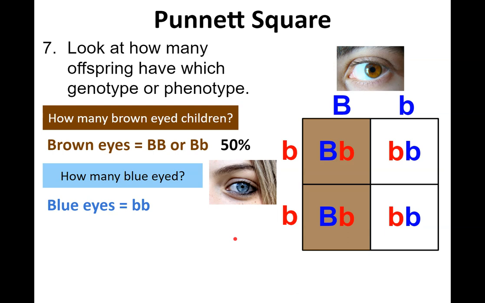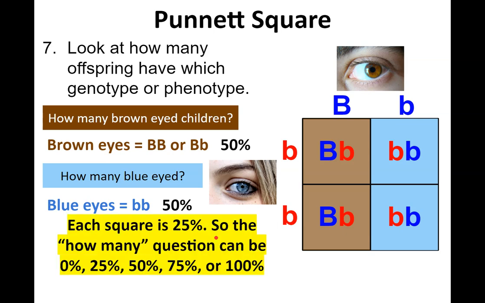Well, okay, so the blue-eyed genotype is little b, little b. So how many of those offspring have little b, little b? And you look, it's 50%, 50%. Because little b, little b, little b, little b. So on average, these people would have half blue-eyed children and half brown-eyed children. So that's the prediction that the Punnett square is making.